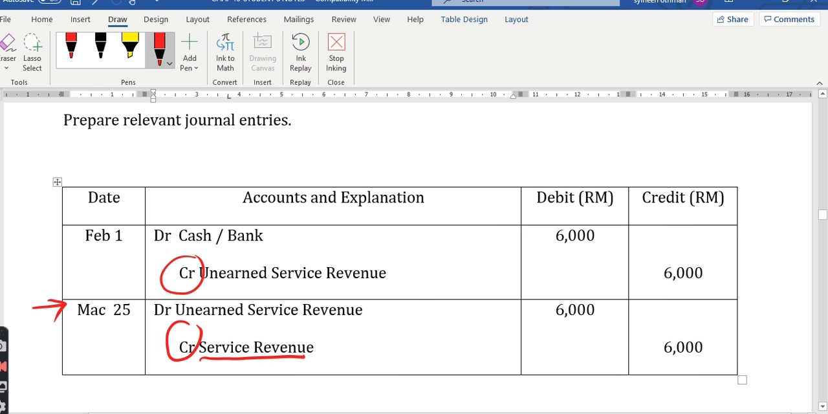And we need to close the unearned service revenue. So earlier we credited unearned service revenue, now we will debit unearned service revenue. This is to record the amount of money you received earlier in advance, and this is to recognize the revenue delivered.